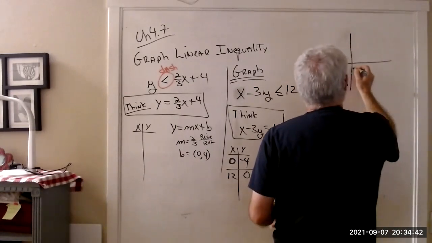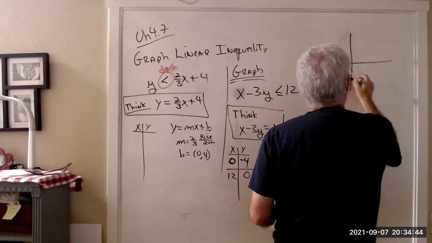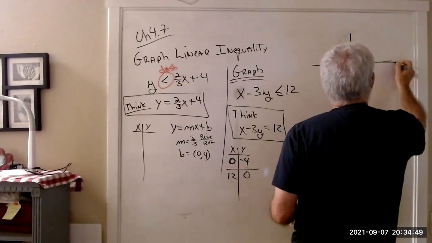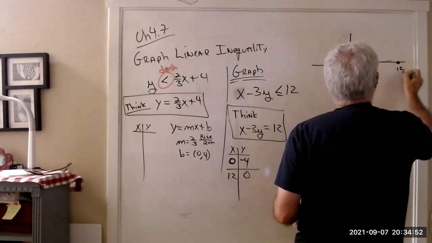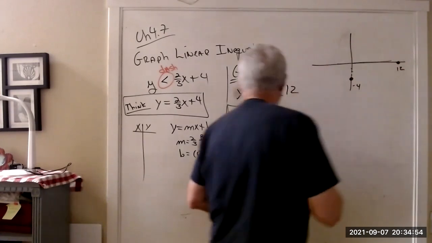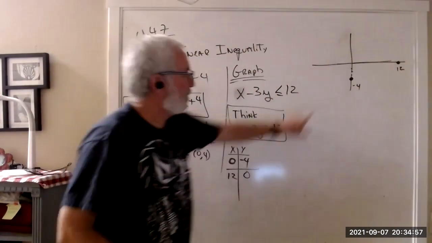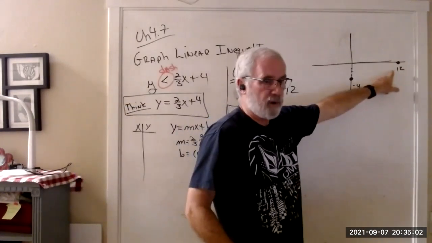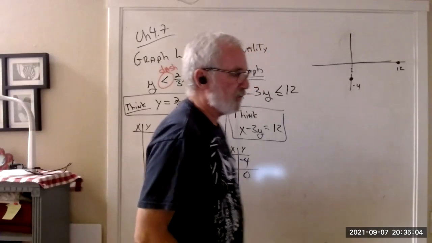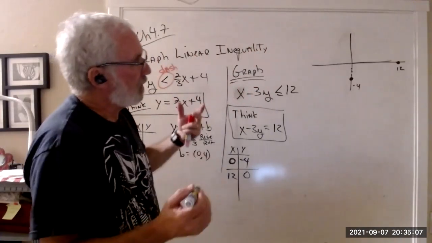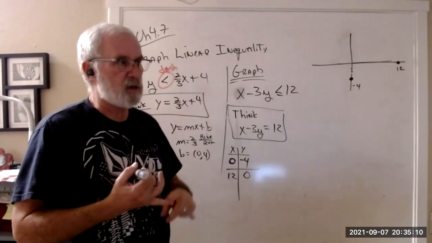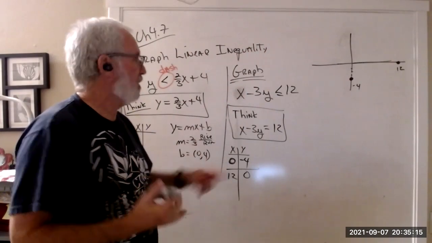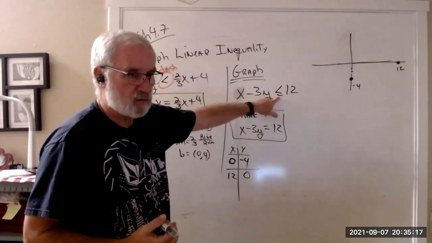So if we go 0, -4, it's sort of like that. Negative 4, and 12, 0 is somewhere out here. So 0, -4 is there, and 12, 0 is out there somewhere, obviously not drawn to scale. So I'm going to draw a line. Am I going to draw a solid line or a dashed line? Solid, because of the less than or equal.